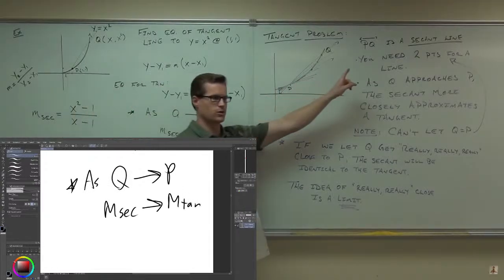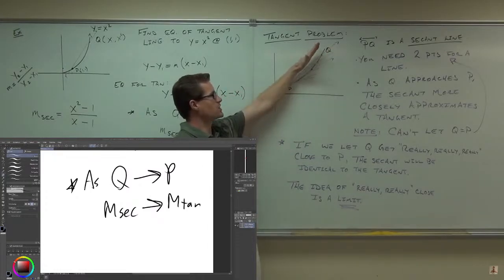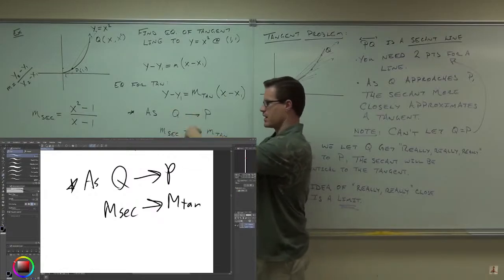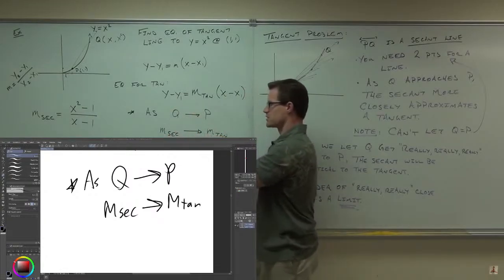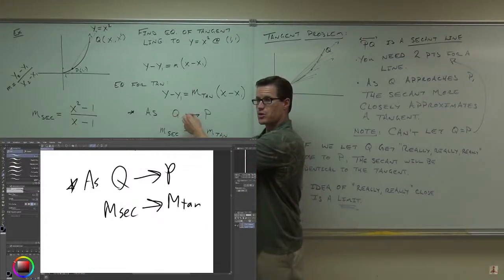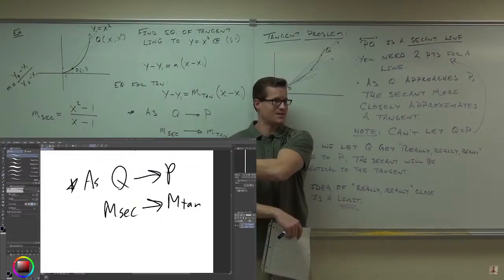That's over here right now. You agreed with it already. Haha, I tricked you. As Q gets close to P, the secant gets close to the tangent. True? That's what this says right now, okay? As Q gets close to P, the secant gets close to the tangent. How close? It depends on how close we get these things. If we get them so close it doesn't matter, then these become so close it doesn't matter. Agree? It's kind of neat, right?